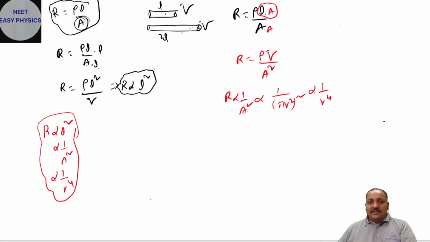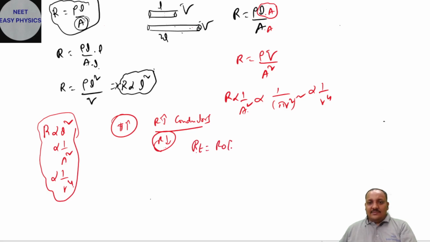And variation of resistance with temperature. If temperature increases, what happens to resistance? Resistance also increases for conductors. For semiconductors, it is going to be reverse. For semiconductors, it is going to decrease. Variation of resistance with temperature.